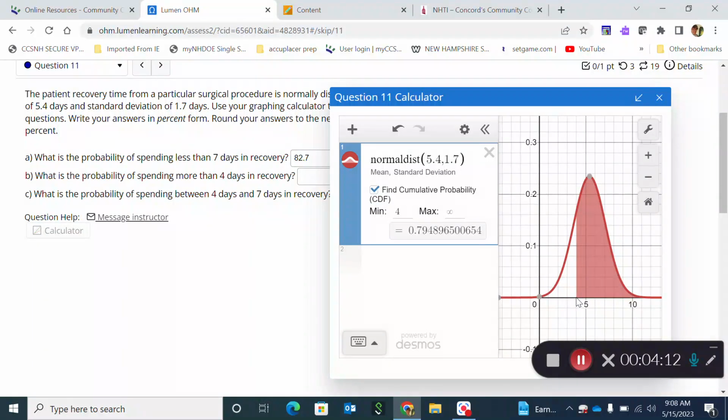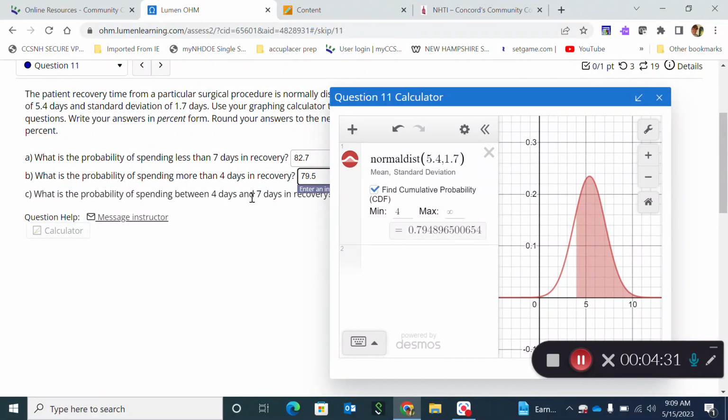And so from here, you can see the graph shows 4 and up. So this is the area that's being produced, 0.7948. Two decimals over is 79.48. So it's going to be 79.5 because I'm rounding.